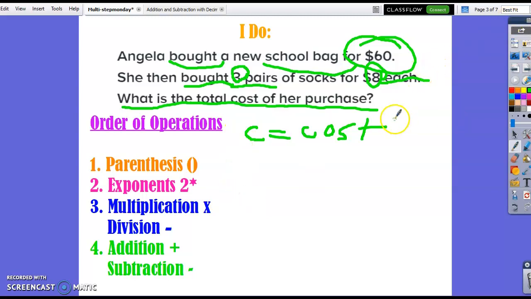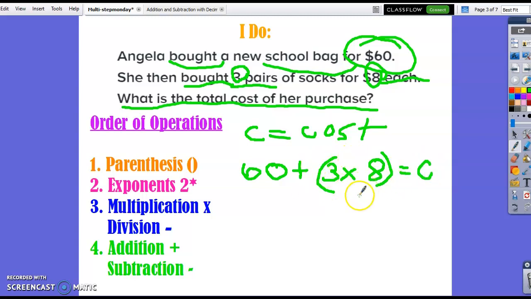And so the first step you want to do is do the equation to solve. The 60 is your biggest number. We're going to go ahead and write that, 60. And then I'm going to add because I'm looking for a total cost. But then it says I bought 3 pairs of socks for $8 each. So I'm going to put 3 pairs of socks times $8 each. And I'm going to put my parentheses around that because that is the very first step that I have to do to solve for C.